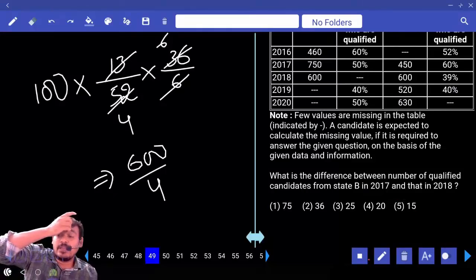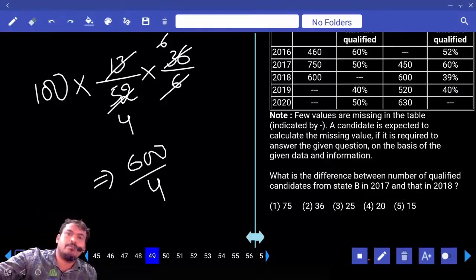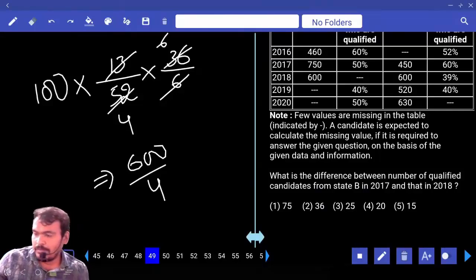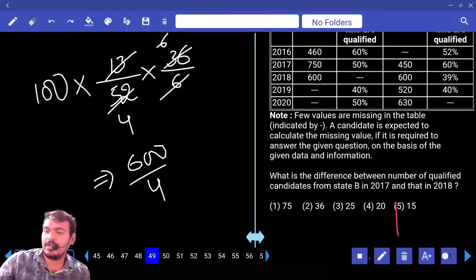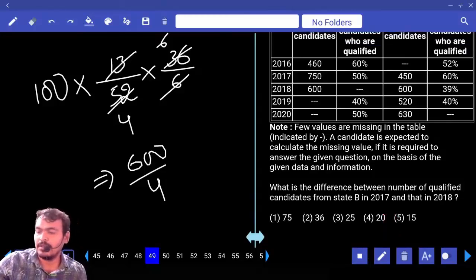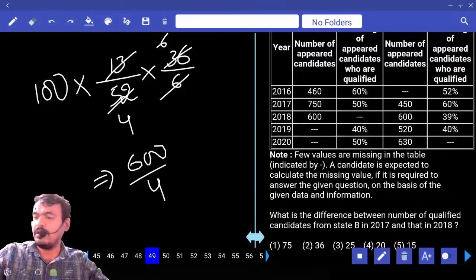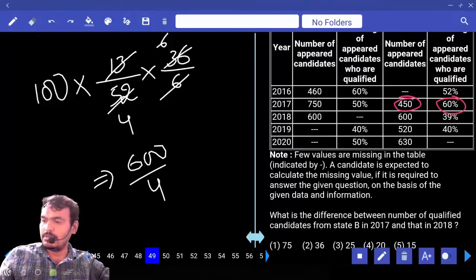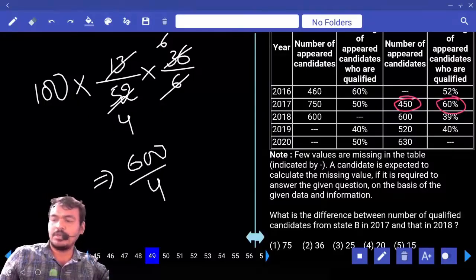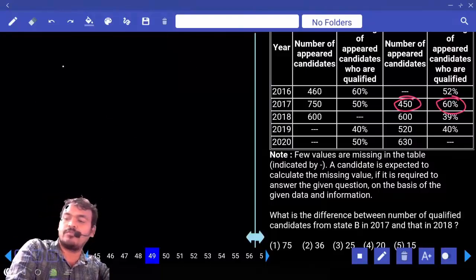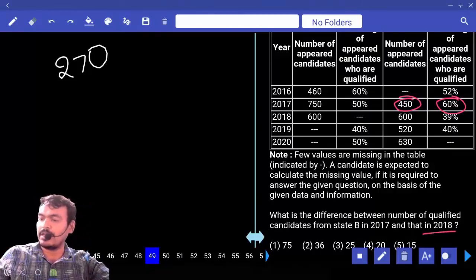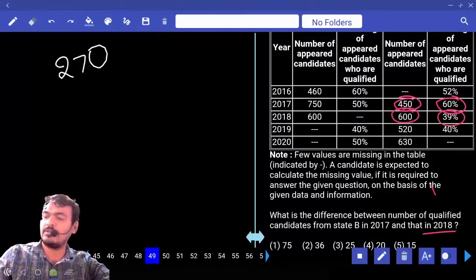What is the difference between the number of qualified candidates from state B in 2017 and that in 2018? Difference between qualified candidates of state B in 2017. State B in 2017, out of 450, how much percent? 60 or 70? 60%. What is the 60% of 450? 270. Next to 2018. Out of 600, how much percent?